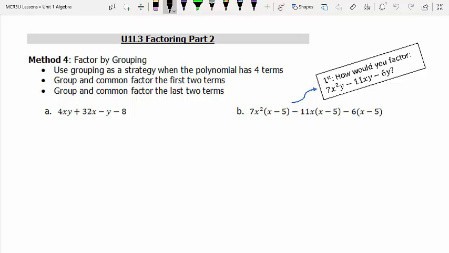Unit 1, Lesson 3, Factoring Part 2. So today we're just going to look at a few other factoring methods, as well as some special things to look out for when you are factoring.